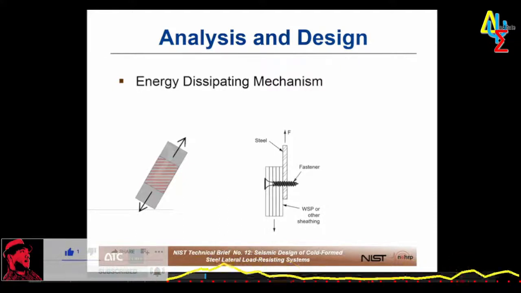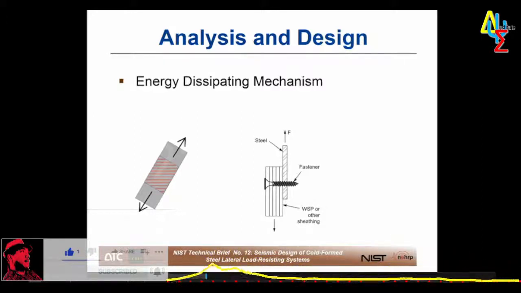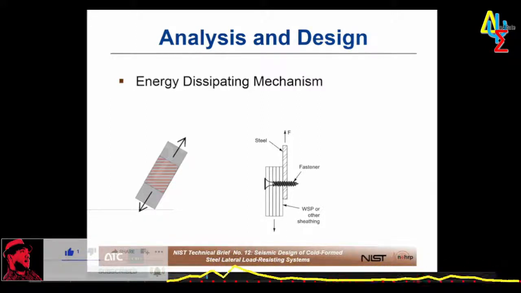So the concept of the designated energy dissipating mechanism is really important to understanding CFS systems and other systems as well. But in particular with the CFS systems, the designated energy dissipating mechanism, or sometimes it's called the fuse, is the part of the seismic force resisting system that we rely on to dissipate energy. So elements of the lateral force resisting system that deliver load to and from the energy dissipating mechanism are capacity protected to ensure that the load can get to the mechanism.